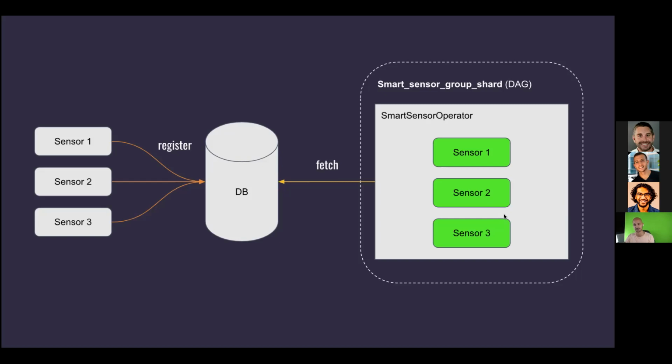Okay, in batch. That's how it works from a very high point of view. Two steps: your smart sensors get serialized in your database by using JSON, and then a smart sensor group shard, which is nothing more than a DAG, will be in charge of triggering your sensors at a given interval of time, which is 5 minutes by default. Okay, and this is done in batches.